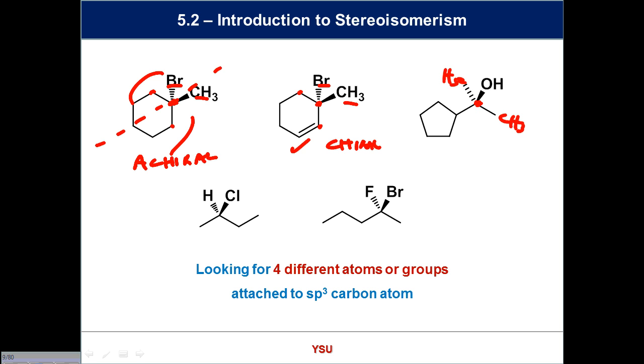Those are two methyl groups. Therefore, do I have 4 different things attached? No, I do not. So that thing is not chiral. That is achiral.